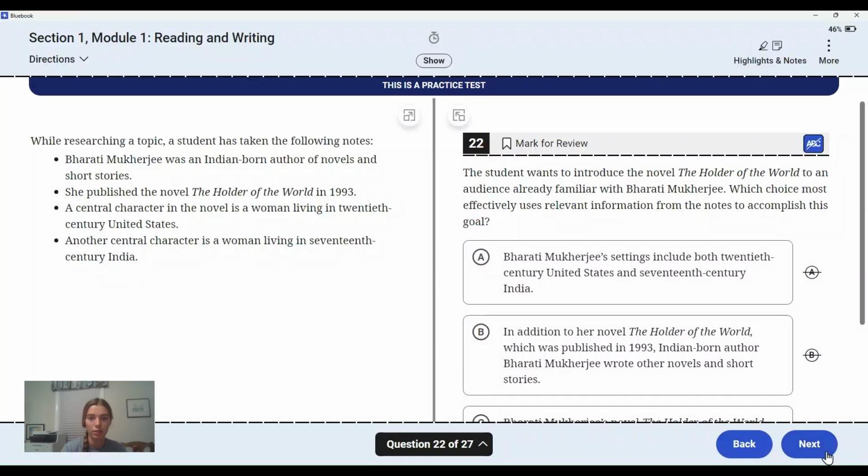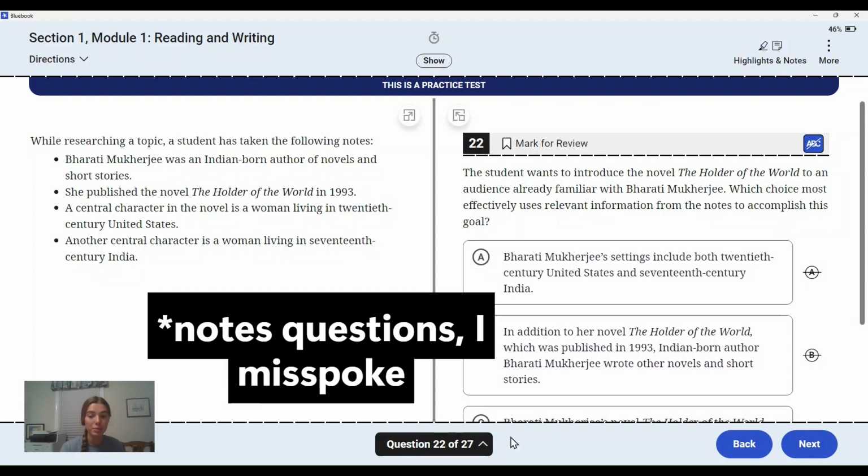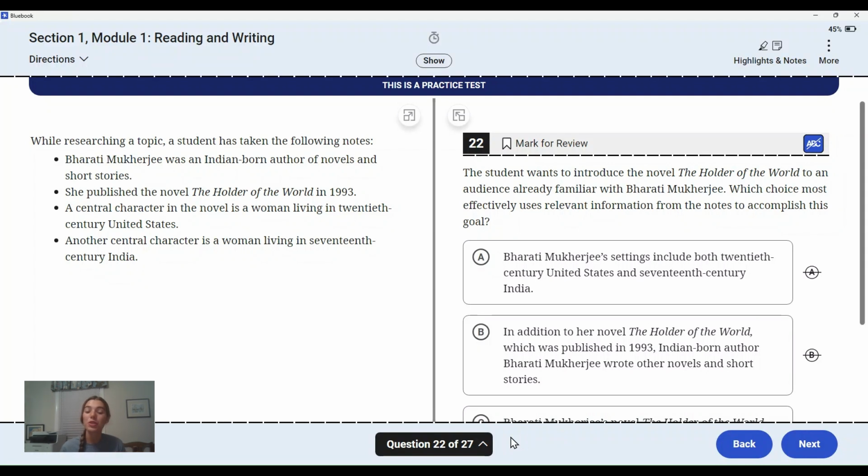Okay, so the final problem type that you'll see are the transition questions, and they cover all of the last questions in the writing section. And you can see from here they make up problems 22 through 27, so a pretty large portion. And guess what? I have some news for you.